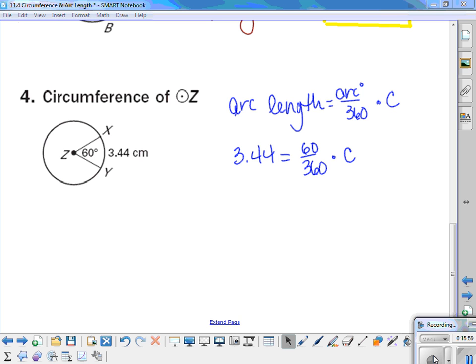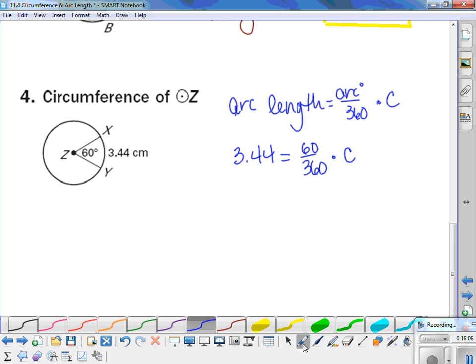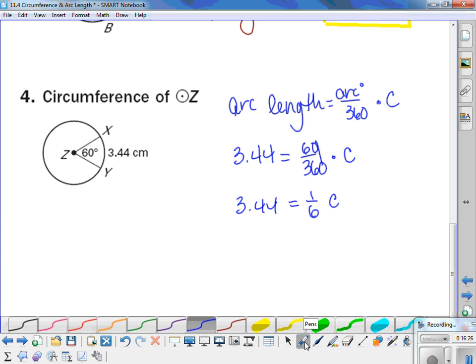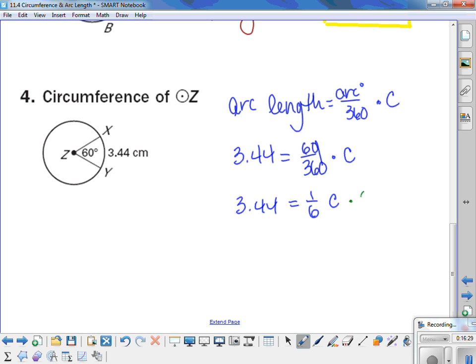All right, to set it up then, we use the arc length equals arc degrees over 360 times the circumference. And we plug in what we know, solve for what we don't know. So the arc length was 3.44 centimeters. The arc degrees were 60, so 3.44 equals 60 over 360 times circumference. And I'm going to go ahead and reduce that fraction. So 3.44 is equal to 1/6 c. So to get the c alone, I just have to multiply by the reciprocal, which is 6 on both sides.